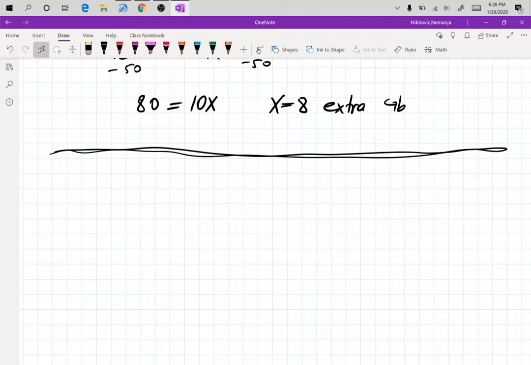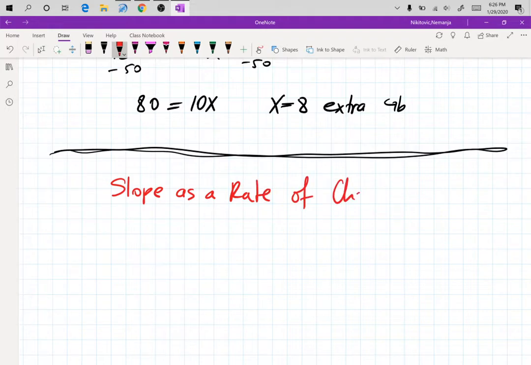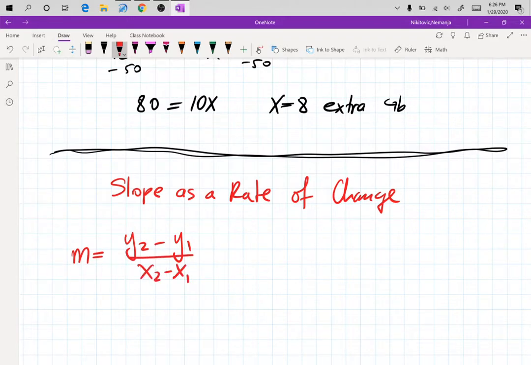So, slope as a rate of change. And this is the pre-calculus part from 1.5 that we are supposed to cover today. We start with the idea that m equals y2 minus y1 over x2 minus x1. We used this earlier when I gave you 2 points to come up with the equation of the line. This is your standard algebra slope equation.